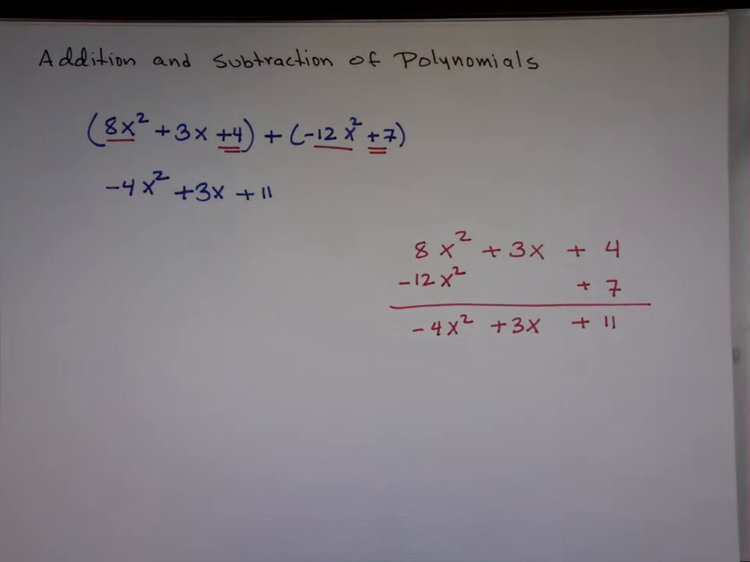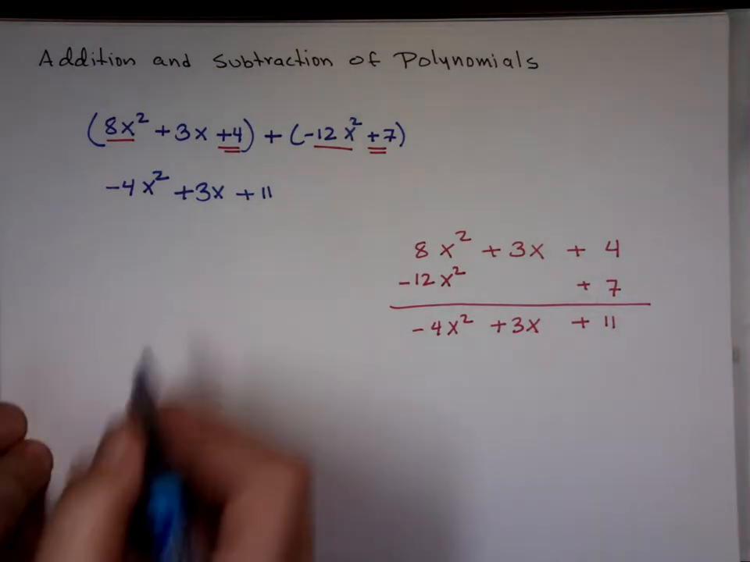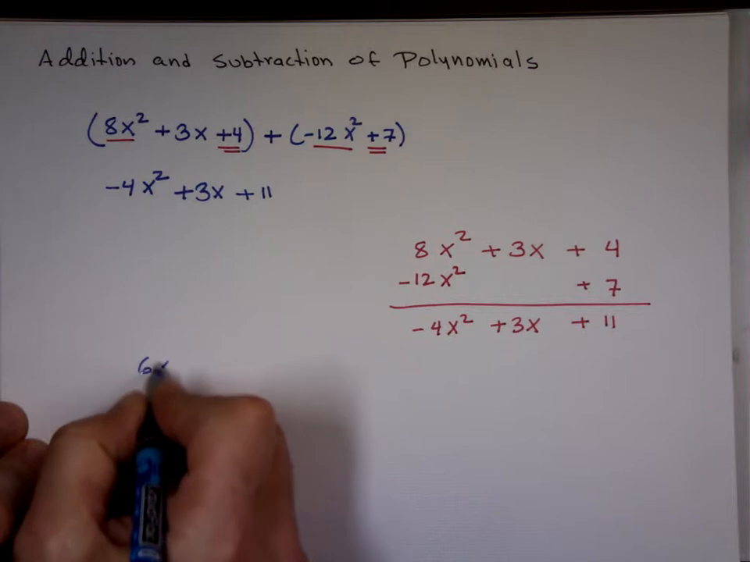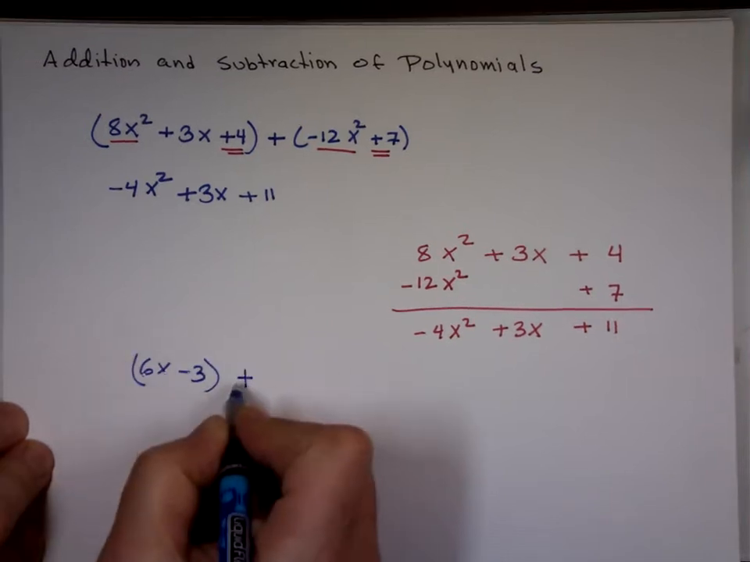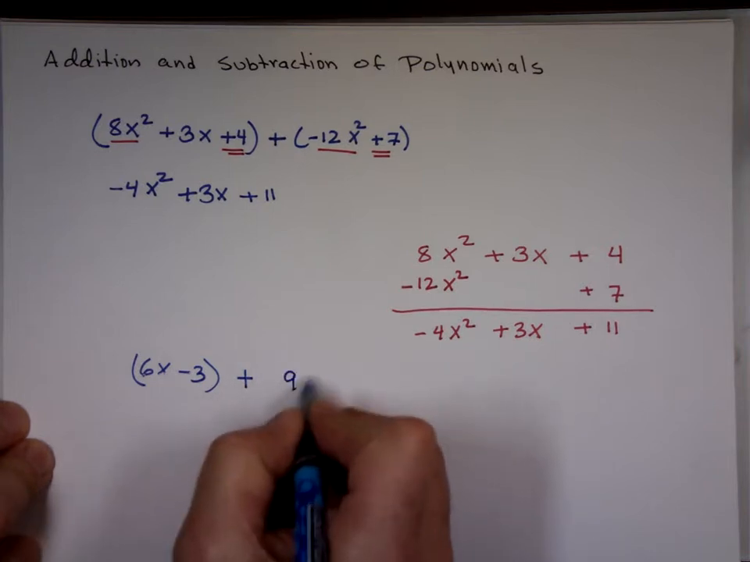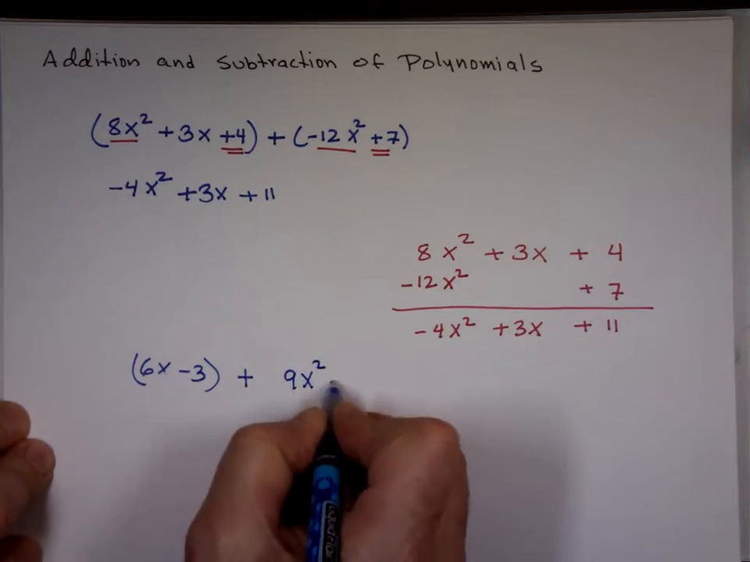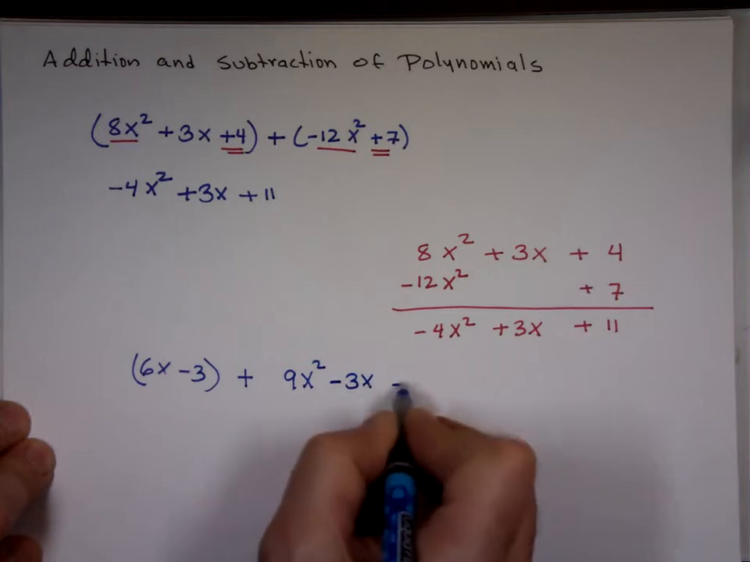Let me try another one. 6x minus 3, that's a binomial. I want to add to it 9x squared minus 3x minus 40.